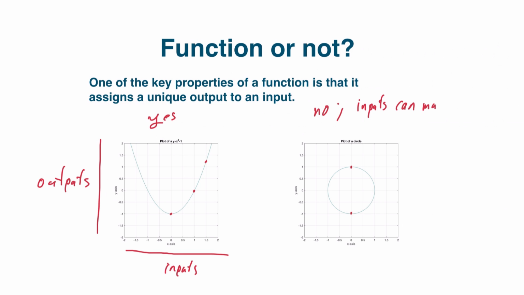Inputs here can have multiple, in particular 2 outputs. So this means it's not a function. Now, what did I really do here? I basically checked for a value of x whether there was more than one possible y value.